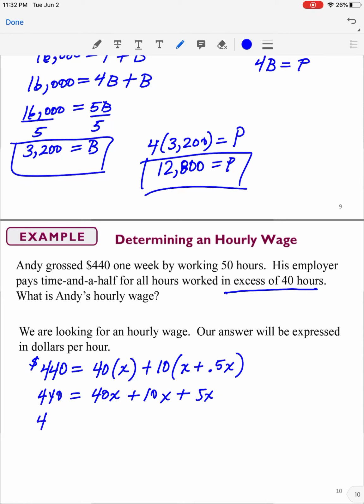and we have $440 equals 55x. So that lets us know that Andy is really working hard out there at $8 an hour.